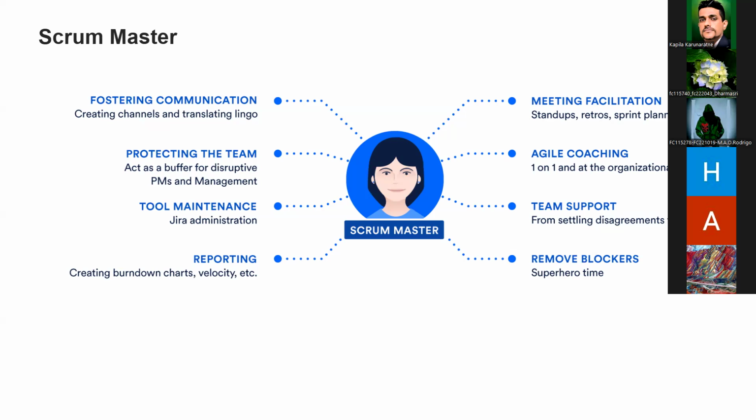And if there is any tool maintenance or technology maintenance reporting, especially the reporting, we need to have burn down charts, velocity charts, different charts, right? And we need to support the team to remove their blockers, if there are any blockers, so the team can continue. Then the Scrum Master needs to work with the team. So these are the various different roles he has to play.